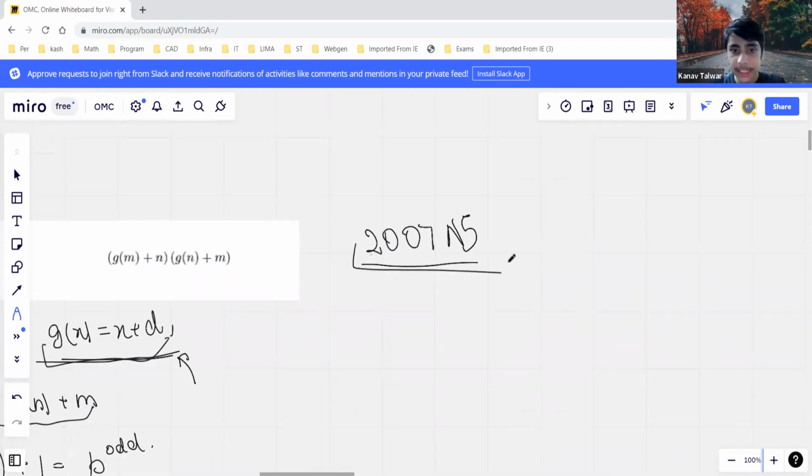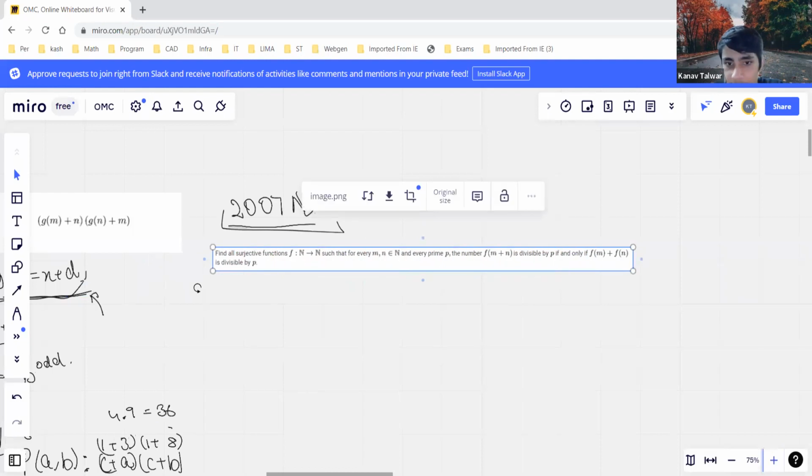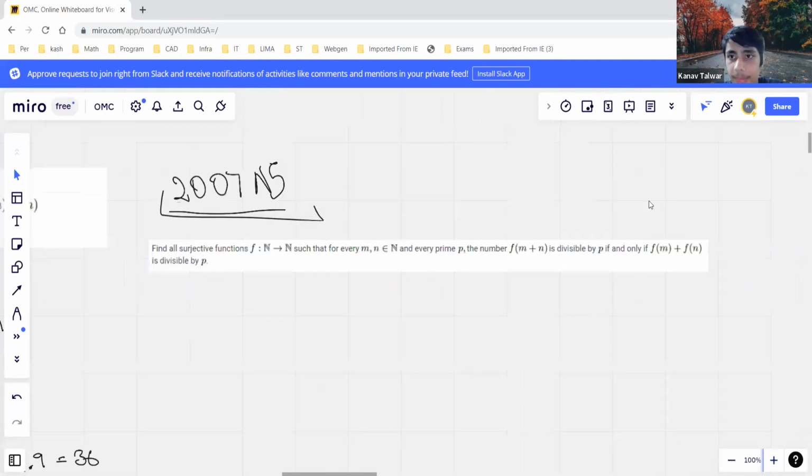Can we get some homework problems? Yes, sure. One is 2007 and 5. This one is actually 2007 and 5. You can see the problem, right? This problem uses exactly the same ideas as the previous problem, even though the statement is very different.